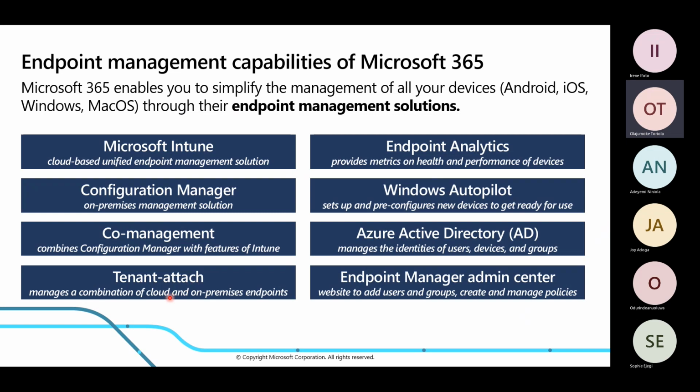Tenant attached manages a combination of cloud and on-premise endpoints. That's what tenant attached is. So the two ways for you to manage your devices, whether they are on-premise or in the cloud, or for you to integrate Microsoft Intune and Configuration Manager, is actually using what? Co-management, which allows you to combine Configuration Manager with Intune, or tenant attached, which will only manage a combination of your cloud and on-premise endpoints.